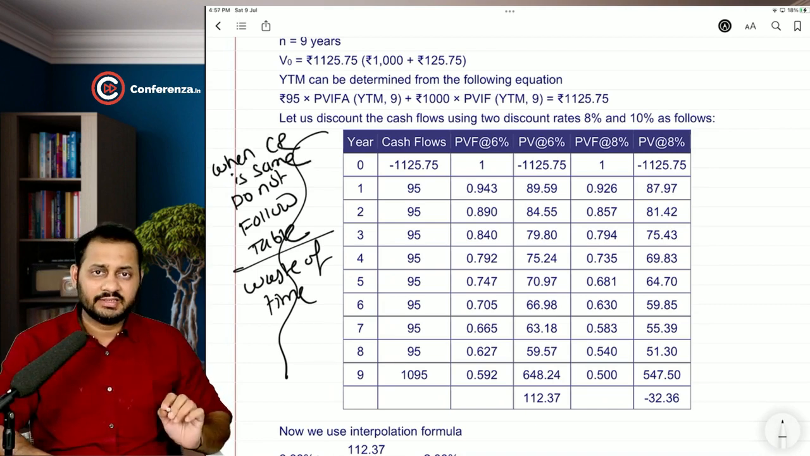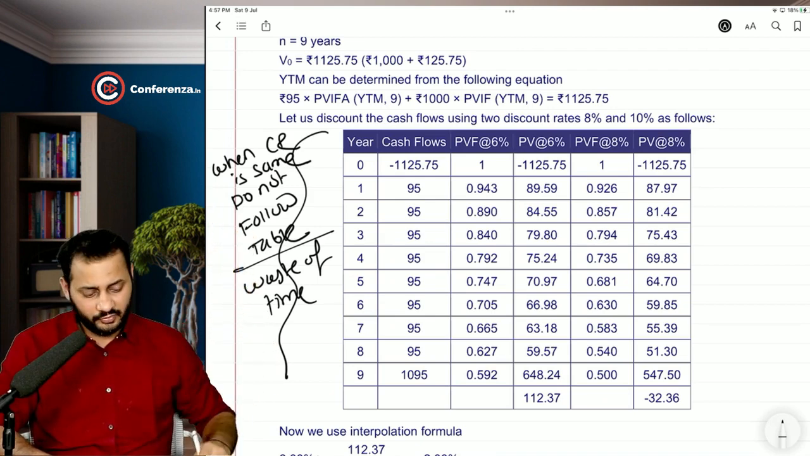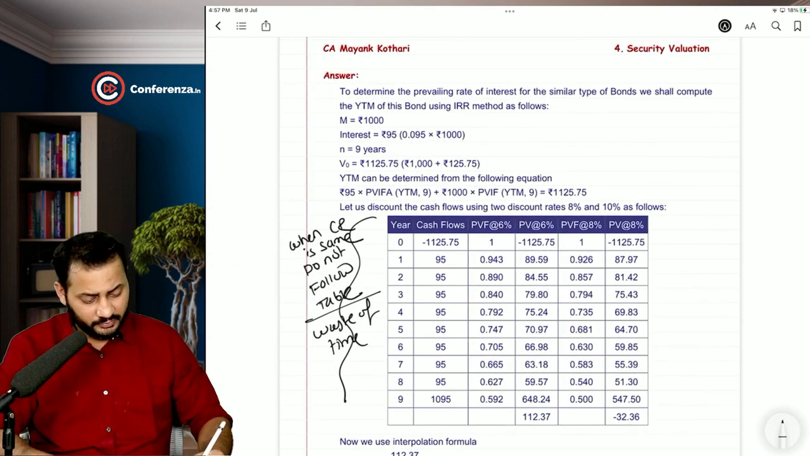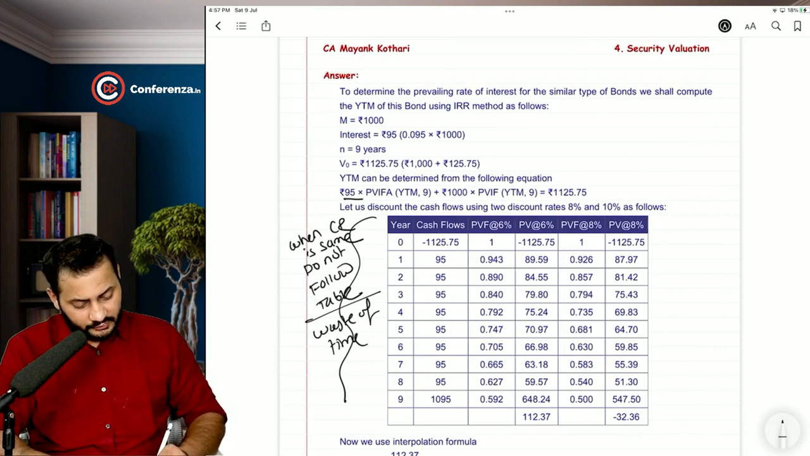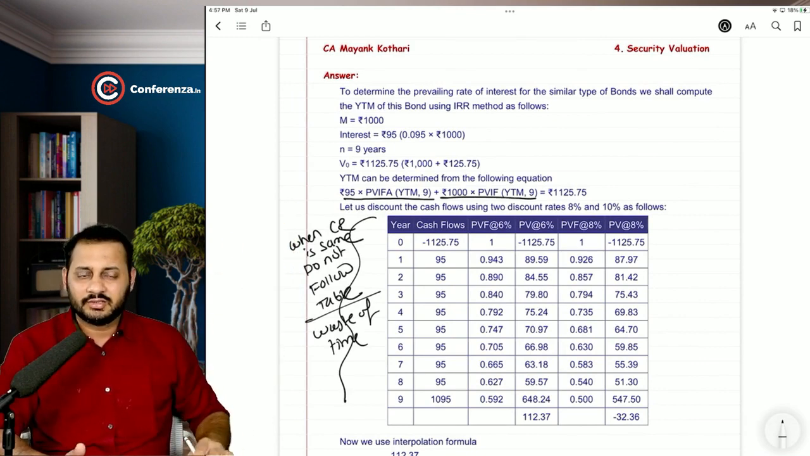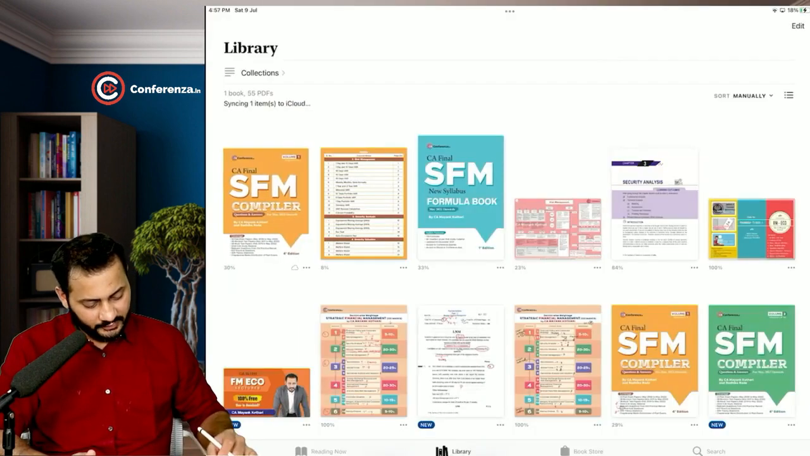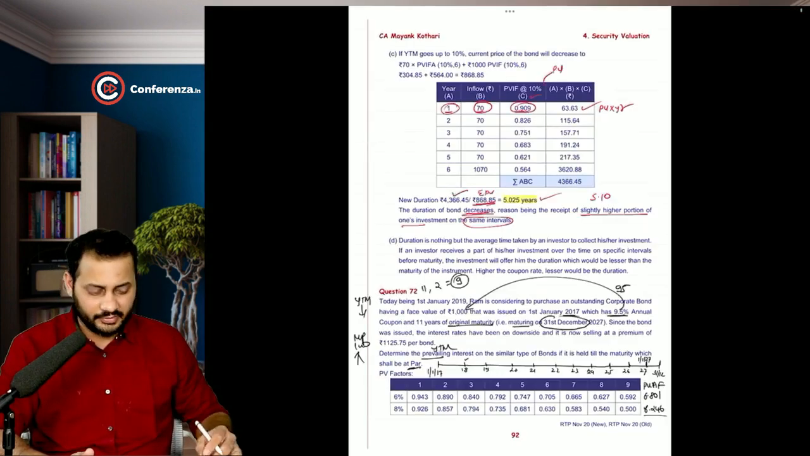When the coupon rate is the same for all the years, do not follow the table, it's a waste of time. I am writing it in the shortest possible manner. You should follow this one and this one. That's it. This is very easy, right? You will get the answer quickly in that case. The prevailing interest rate should be 7.55%.